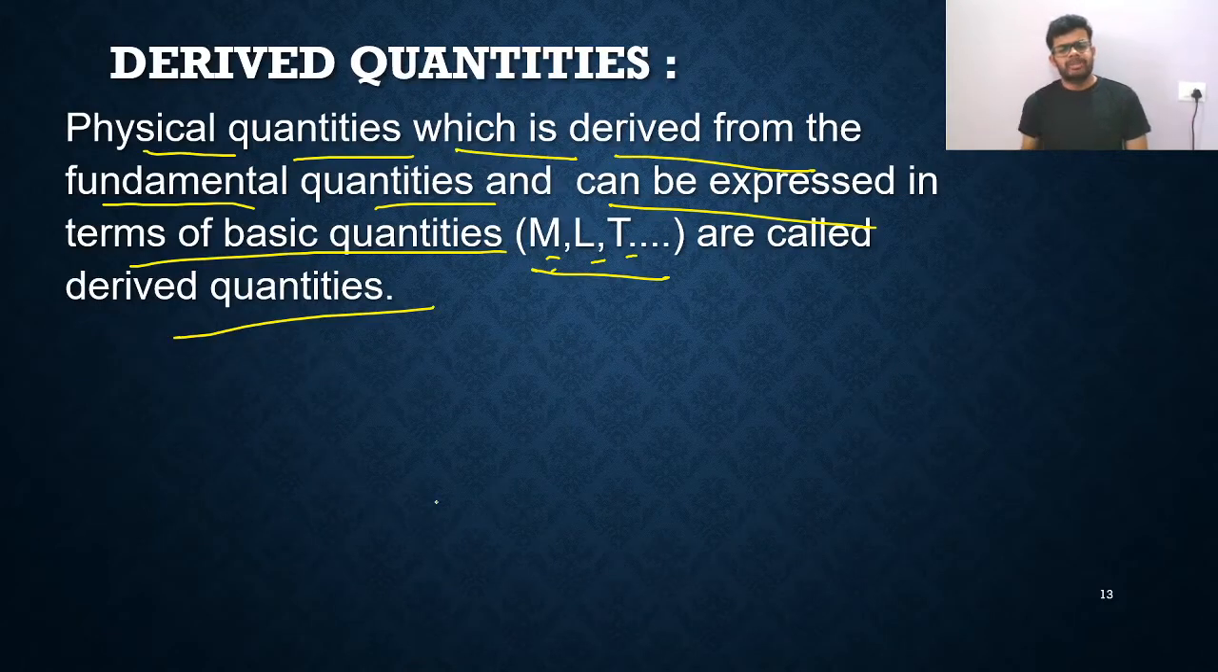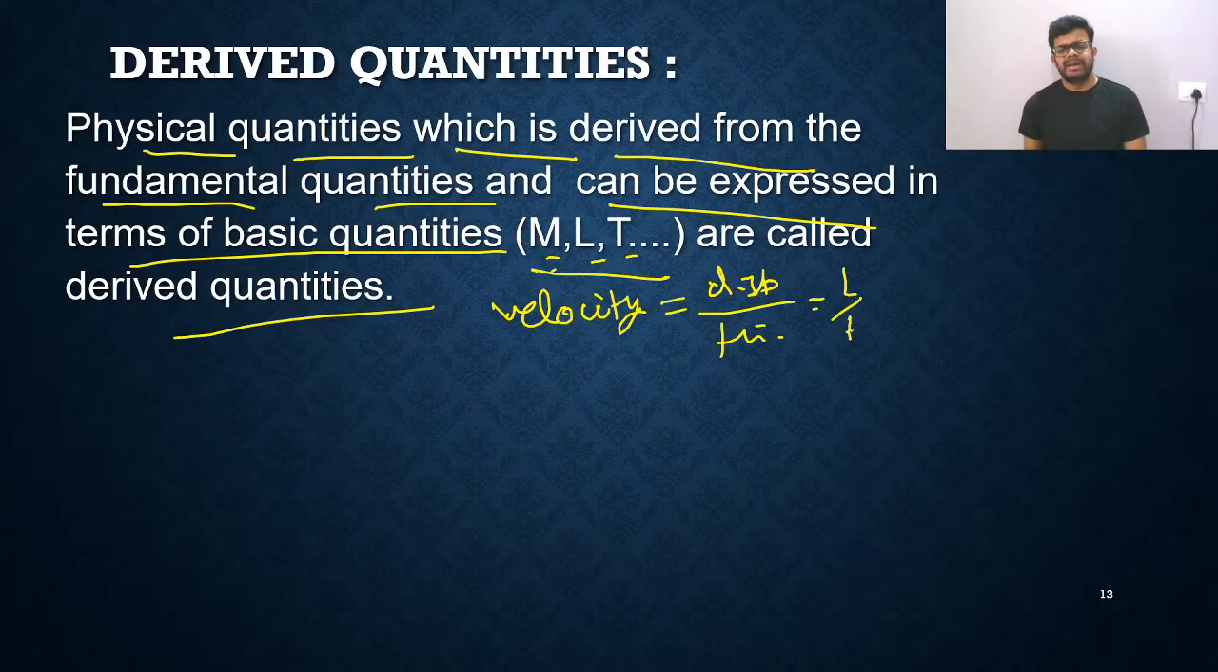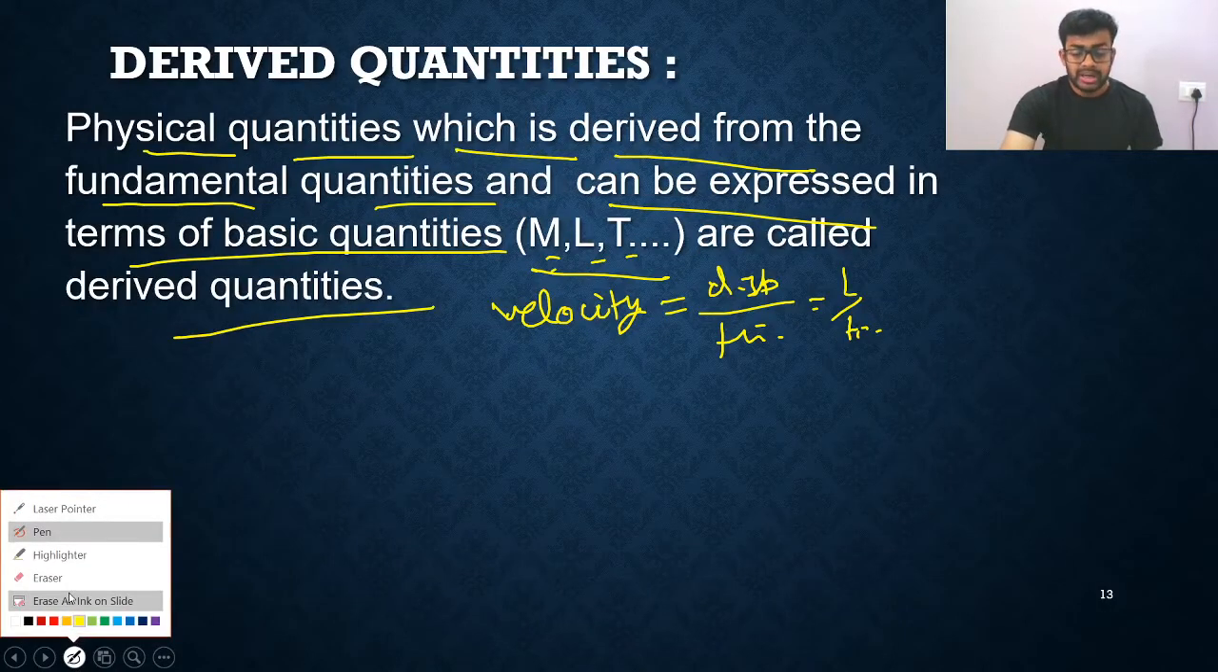What are the examples? All other quantities. Let's say velocity. What is the unit of velocity? Meter per second. How? Velocity is displacement divided by time, so length by time. Directly, it is derived from the fundamental quantities. Similarly, acceleration is the rate of change of velocity, so velocity divided by time.